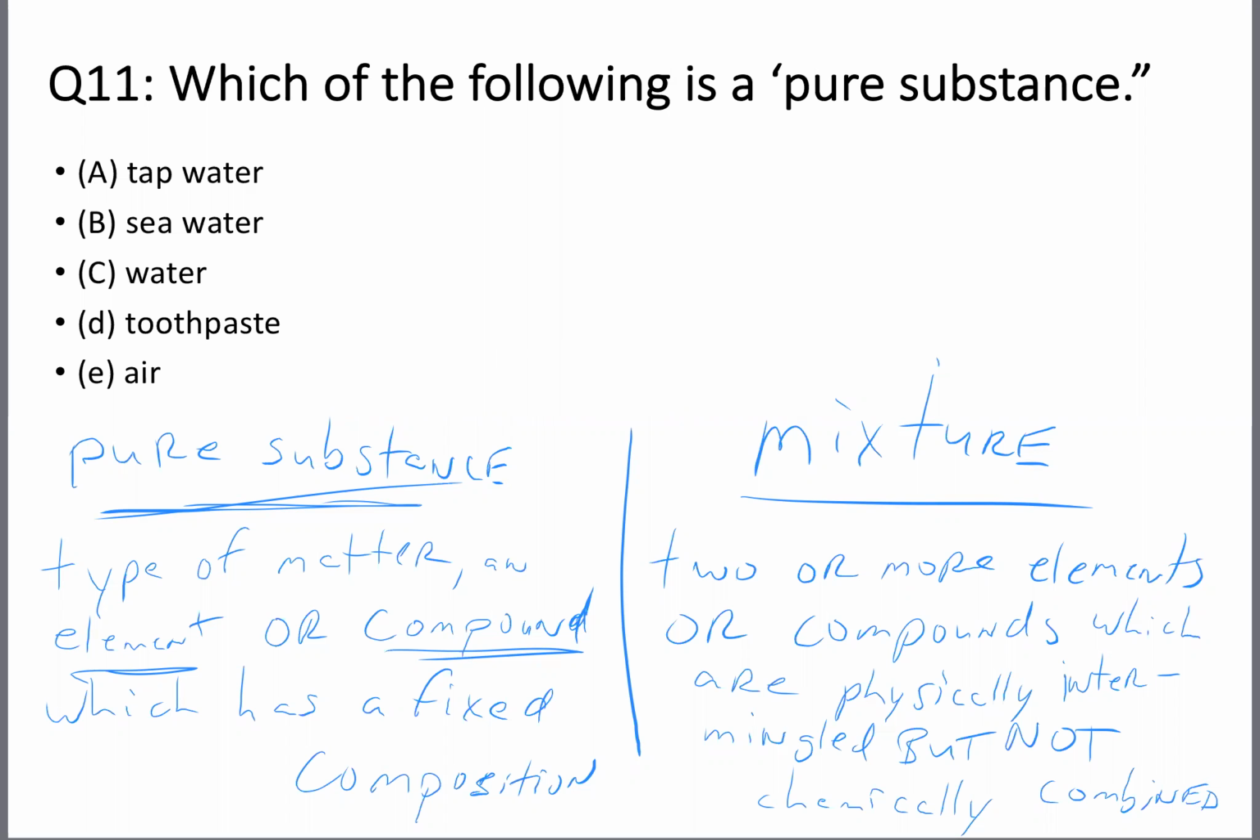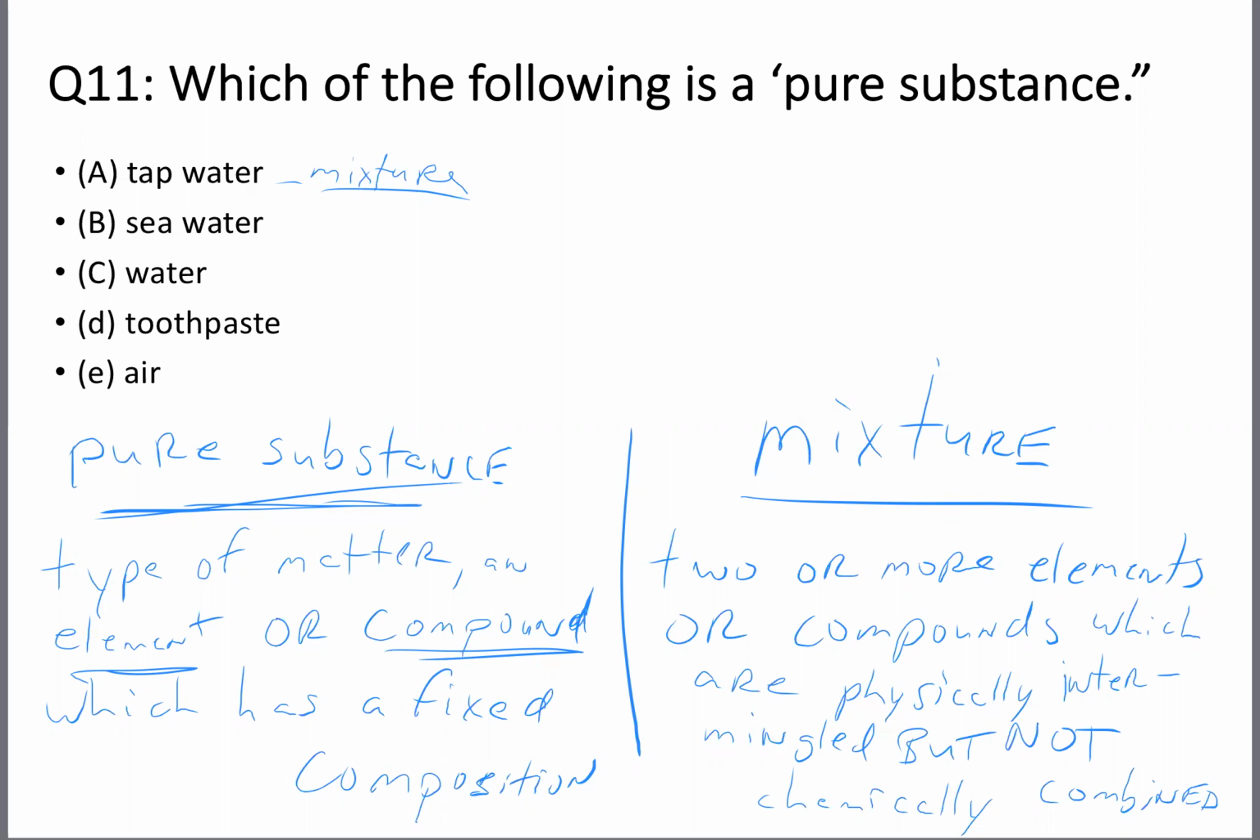So which of the following is a pure substance? So I see choice A, B, and C: tap water, seawater, and then just water. And I know from my own experience that tap water is actually a mixture. Now, maybe it's kind of scary to hear that because you think you open the water tap and all you're getting is water, right? But in fact, you're not. What you get out is mostly water, but that water also is going to have lots of different ions dissolved into it.